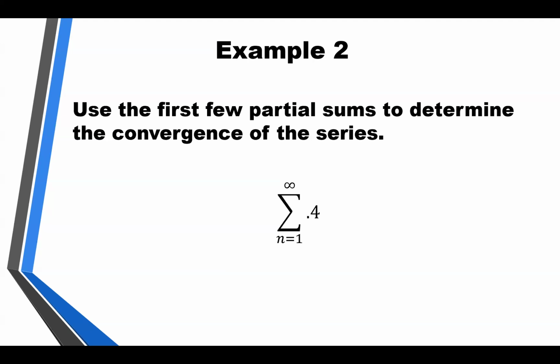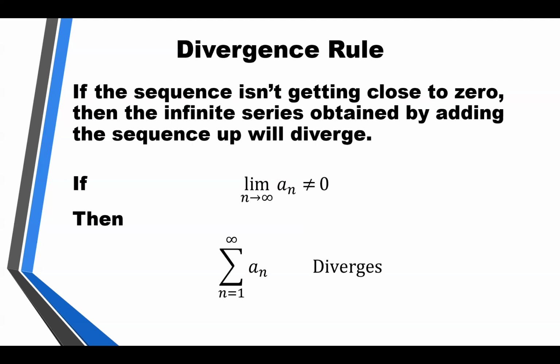So we can skip a lot of work by using some shortcut rules. And that first shortcut rule is this divergence rule. To notice that if the individual terms in the infinite series don't go to zero, then it has no hope of converging. Therefore, the infinite series diverges.